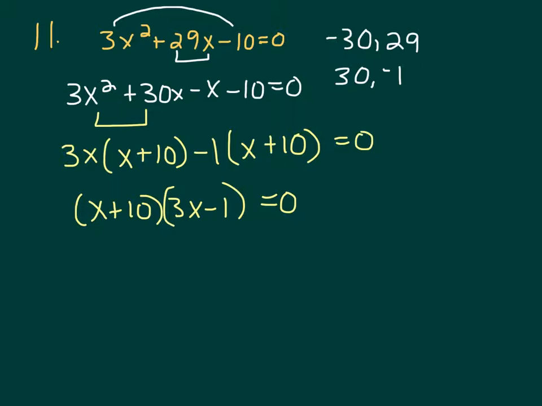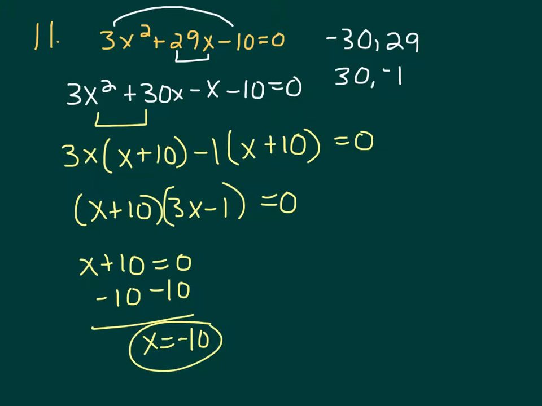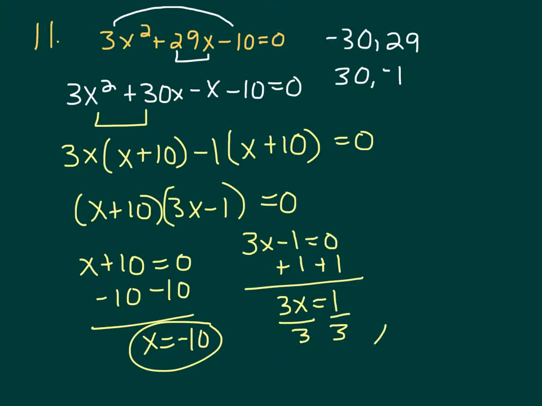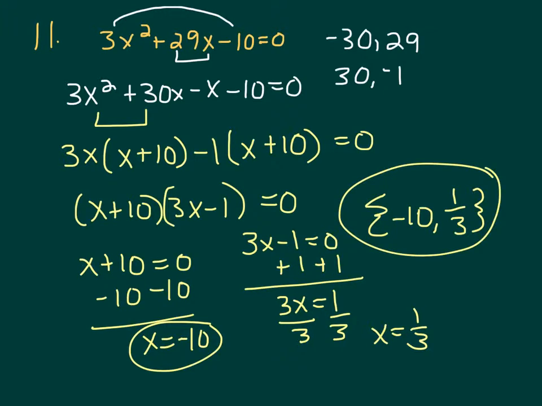Still not done, set each factor equal to 0. So either x plus 10 is equal to 0, or 3x minus 1 is equal to 0. Two answers. And we know this one is our easy one. x is equal to negative 10. And then 3x minus 1 equals 0. Involves two steps. Add 1 to both sides. Divide by 3, so x is equal to 1/3. Final answer in solution sets, smallest number first, so negative 10 and 1/3. Two answers for that one.